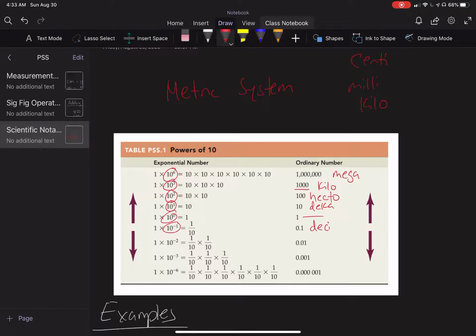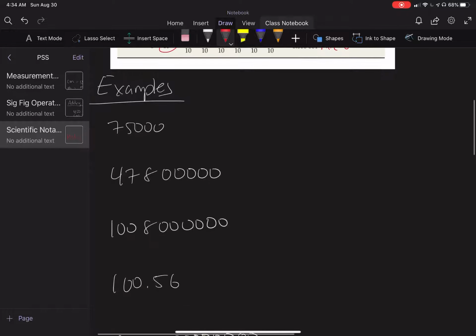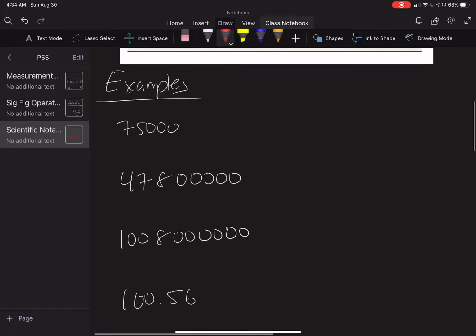Not too common, but then the next few are very common. 10 to the negative 2 is centi, as in centimeter. 10 to the negative 3 is milli, as in milliliter or millimeter. And then 10 to the negative 6, that one's micro. Micro won't necessarily be too common in fundamental chemistry, but it does come up quite often in higher levels of chemistry.